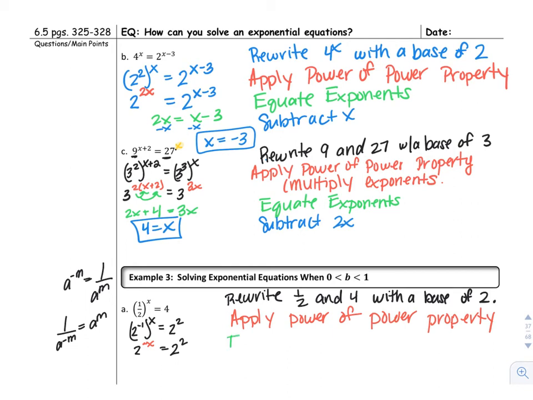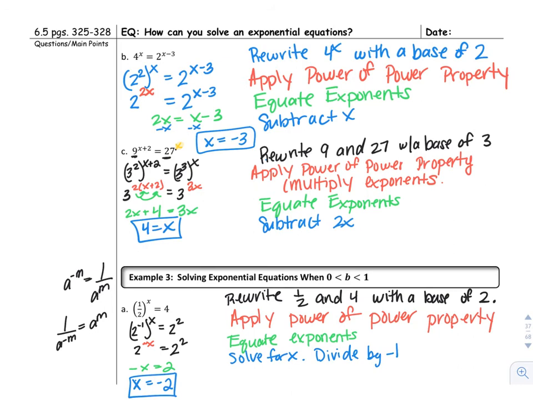Then we're going to equate the exponents, which means you're going to have negative x equal to 2. And then you need to solve for x. So when x is negative like that, it's not technically all the way simplified. So to solve for x, you would want to divide by -1. And all that would do is make the x positive and the 2 negative, giving you your answer.